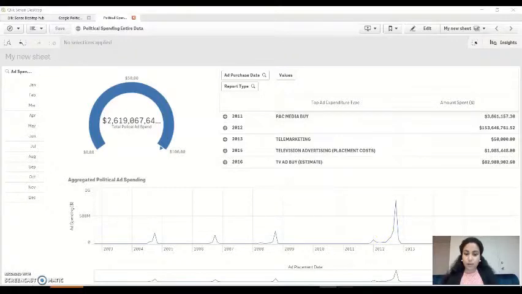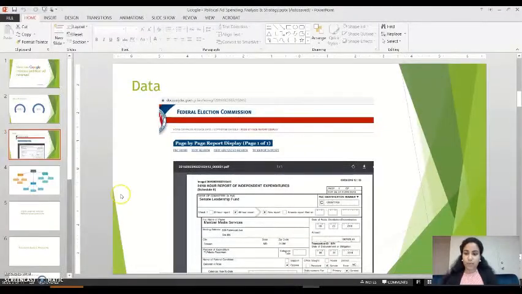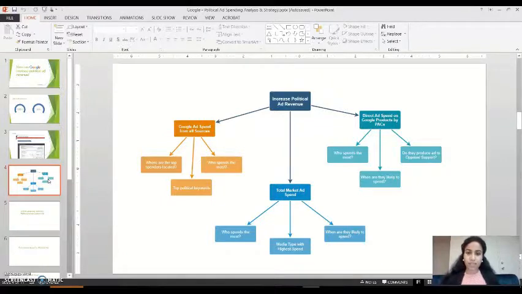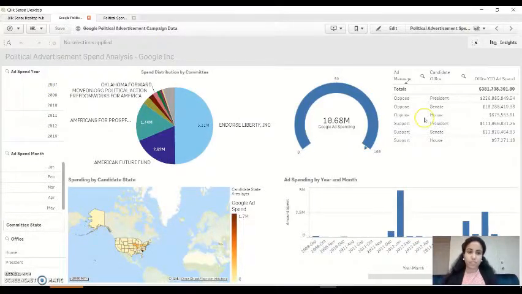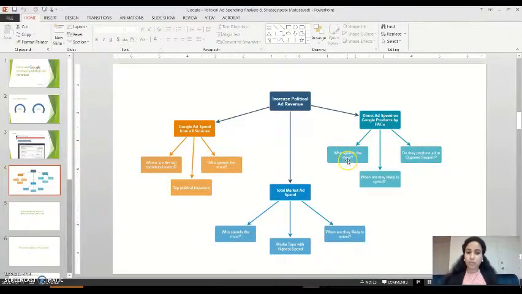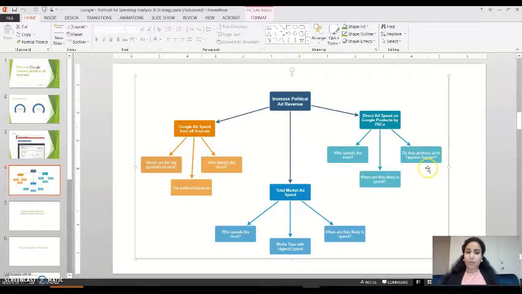So let's take a look at our framework and see how we can use this data to create opportunities for additional revenue. Our main goal is to increase the political ad revenue. We're going to look at the data from three different dimensions, and the first dimension we looked at was the direct ad spend on Google products by PAC. That one was this representation over here. We looked at who spends the most money, when they are likely to spend, and whether they produce ads to oppose or support.